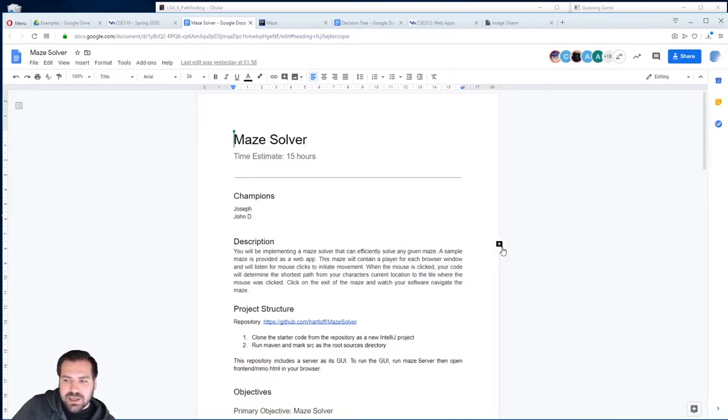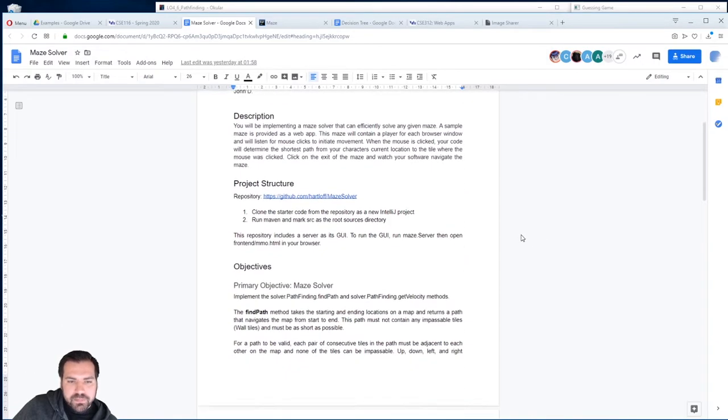So, which one is my favorite, Maze or Decision Tree? I actually like both of these. The Decision Tree is brand new, and I really like the way that one came out. And Maze Solver is always fun. Maze Solver is probably a little more fun because you get the visuals. But they're both really fun assignments, I think.